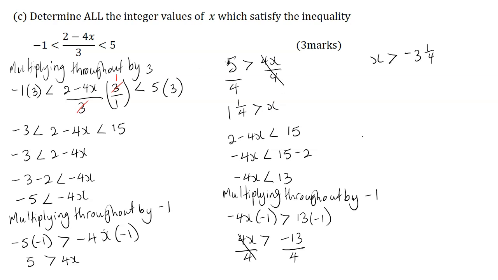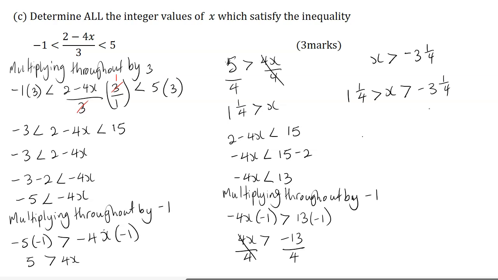Now we can put the two solutions that we came up for the simple inequalities. So we came up with here 1 and a quarter is greater than x. So we write here 1 and a quarter is greater than x. And we could write here now that x is greater than minus 3 and a quarter. So it's greater than minus 3 and a quarter.